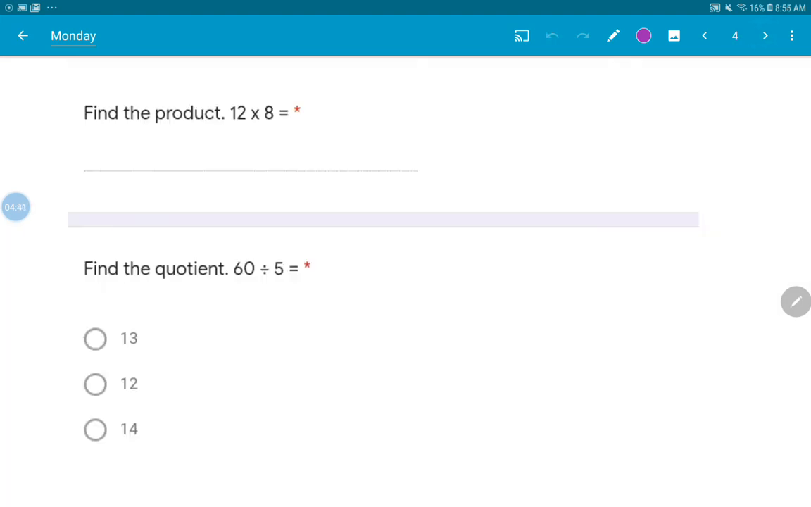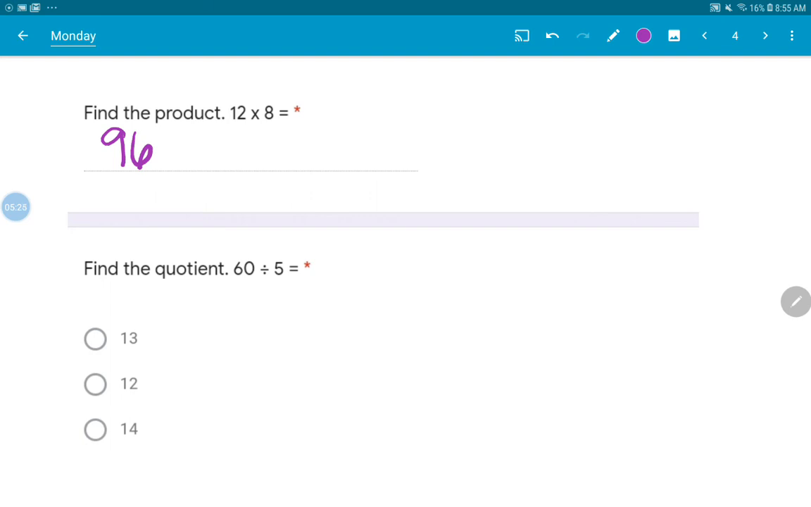Find the product of 12 times 8. How did you do that one, Christopher? I added up 12 8 times. Okay. And then I got 4 12s on the top and bottom. And then I added. 96. Very good. So you could add those like you said, add 12 8 times.